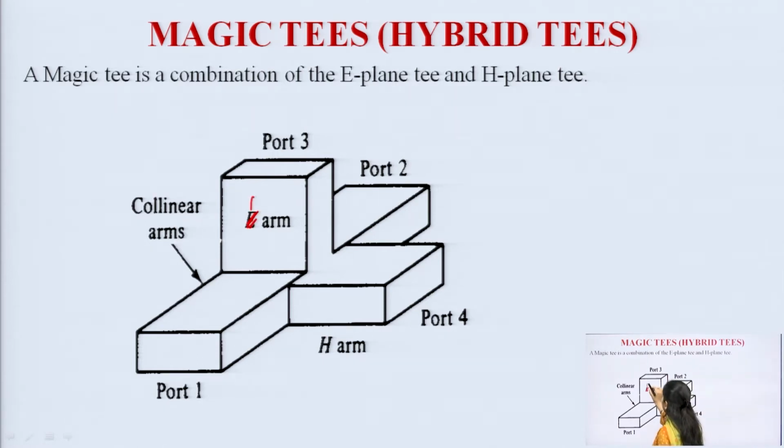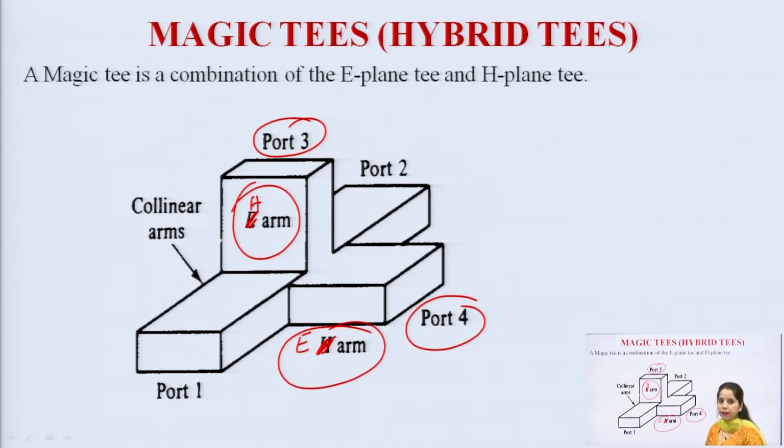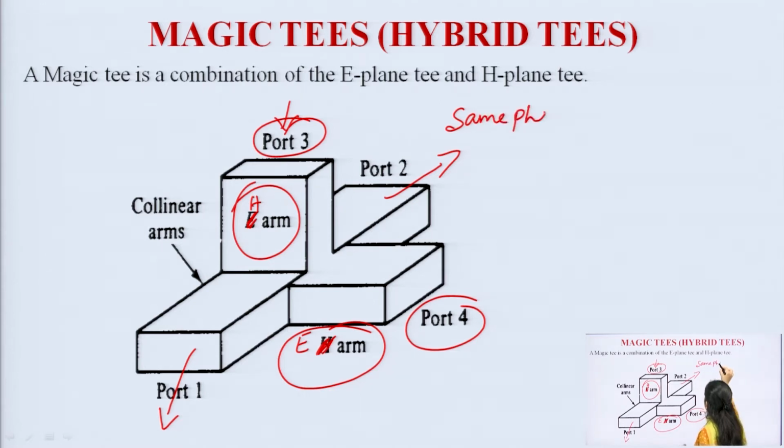So, what we have assumed here is that it is a 4-port T, 2 collinear ports and 2 auxiliary ports. If we assume that port 3, which is our H arm, will behave as an H plane T and port 4, which is our E arm, will behave as an E plane T. So, whenever power is given to port 3, which is our H arm, it will come out of port 1 and 2 with the same phase and equal magnitude.